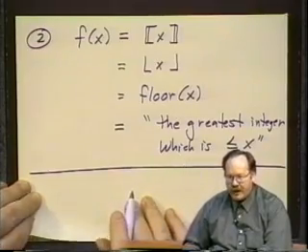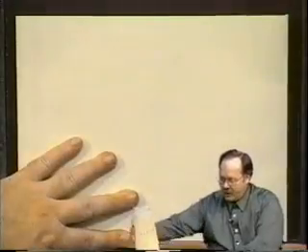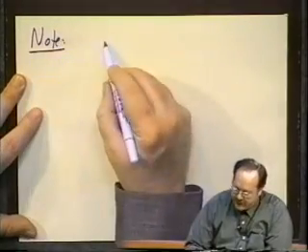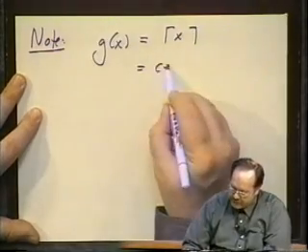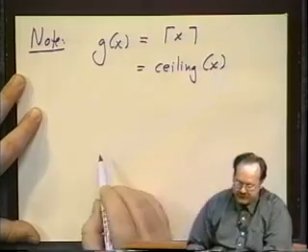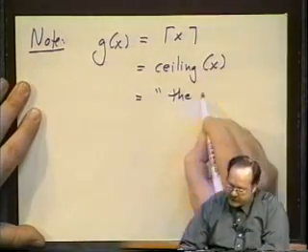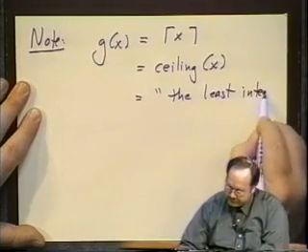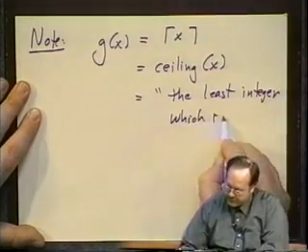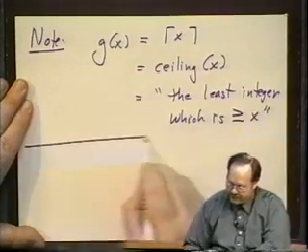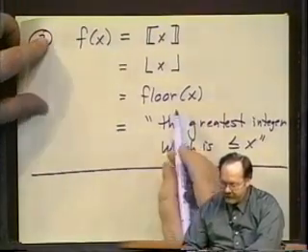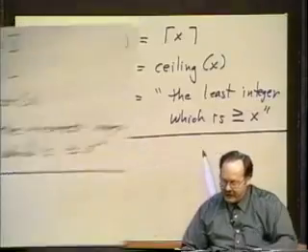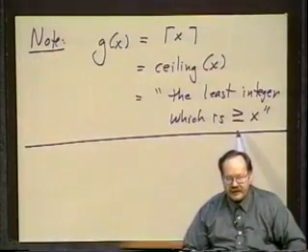And while you're thinking, I'm going to write down the flip side of this. What's the opposite of a floor? A ceiling. So note, I'll define another function here, g of x, which I'll indicate with the ceiling. And we can even write it as the ceiling function, ceiling of x. What would that be? That is defined to be the least integer which is greater than or equal to x. So, bringing back the last one, I have here the floor of x, the greatest integer less than or equal to x, and now I have the ceiling of x, the least integer greater than or equal to x.